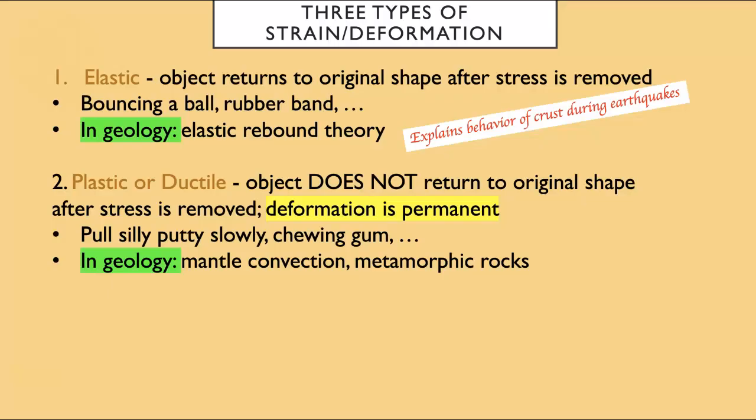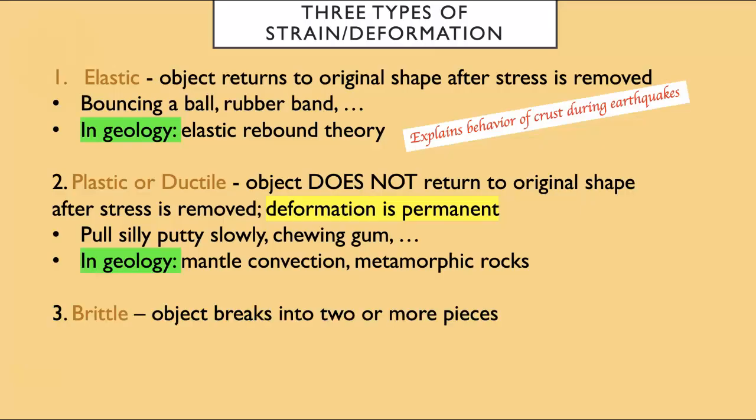In geology, one of the things that you've already learned about is that the mantle, the asthenospheric mantle, convects like a big pot of boiling water. And that convection is an example of ductile deformation. Metamorphic rocks also experience ductile deformation. As I was just showing you with the trilobite fossil, things are strained and change shape.